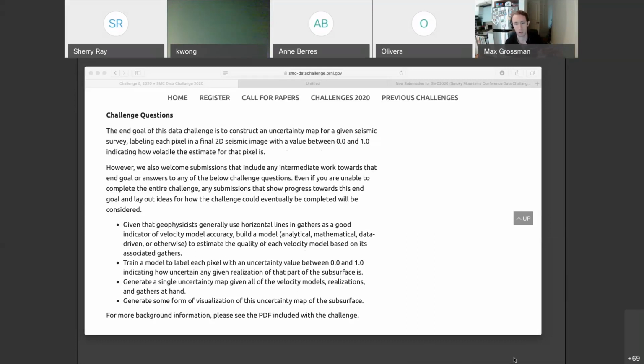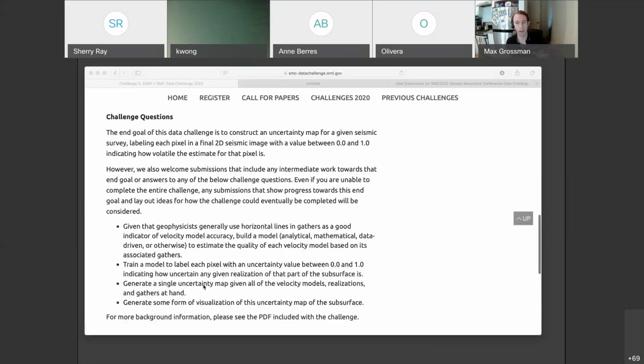Our data set includes a bunch of different realizations. There's both a smaller 3 gigabyte data set for folks who want to work on their laptops, as well as a larger 50 gigabyte data set for people who want a little more data to play with. We've provided some example code and notebooks that people can use to get started, so you don't have to start from scratch and figure out how to load things like seismic SEG-Y files. There's also a PDF with the challenge that includes both the challenge problems and a lot of hopefully helpful background information on seismic processing and seismic surveys in general.